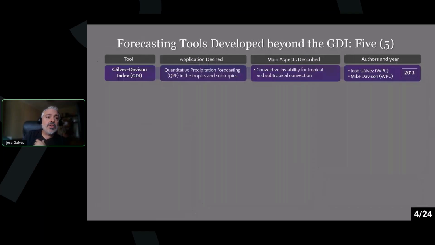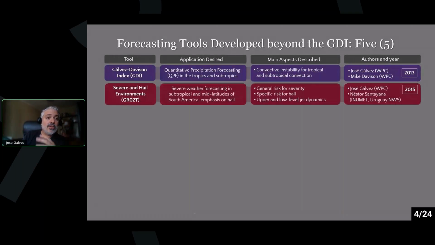All right. So the GDI was the first tool that we developed, but then we developed other tools as well. The next tool that we developed was the severe weather and hail environments algorithm. And we developed this with a colleague from Uruguay, Nestor Santayana, who works in the Weather Service of Uruguay. The goal of this tool was to help with the detection of severe weather and specifically hail in the Rio de la Plata Basin.